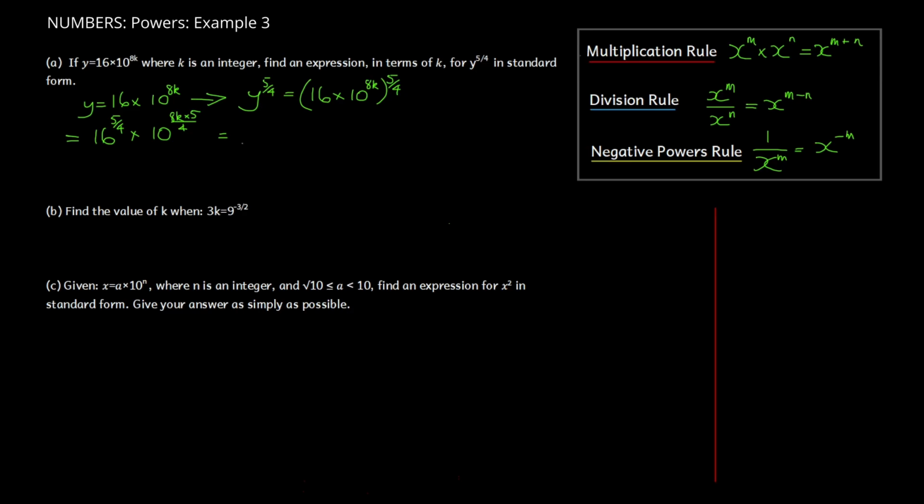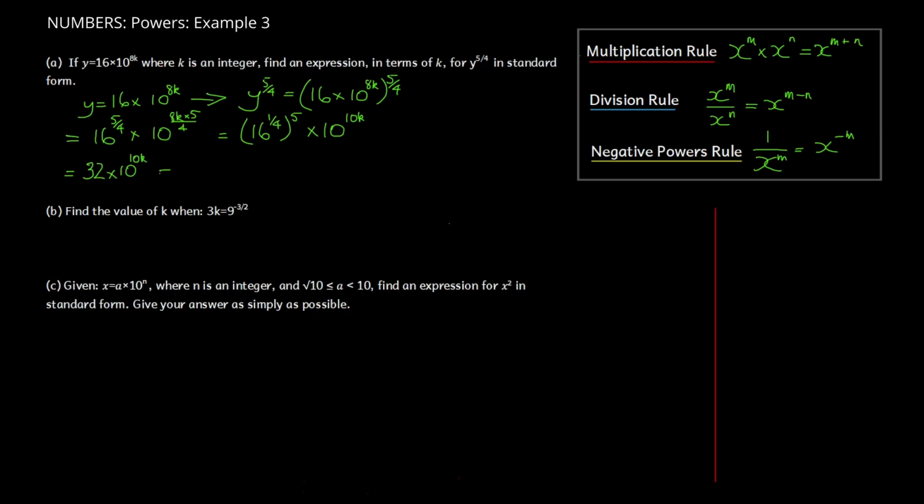The next thing to do is to split that 16 raised to the power 5/4 into two operations, multiplied by 10. Now the 4 will cancel with the 8 to leave 2. 2 times 5 on that top line means that we've got 10 to the 10k. It's looking a bit simpler. Right, 16 raised to the power 1/4 is the 4th root of 16, so that's simply 2. 2 raised to the power 5 is 32.